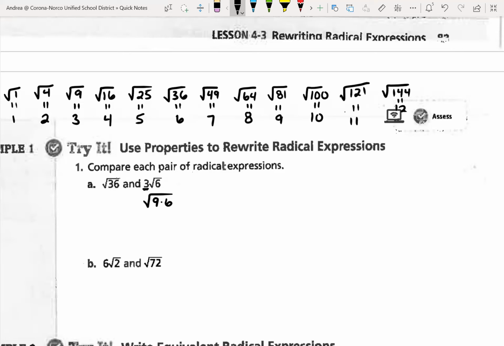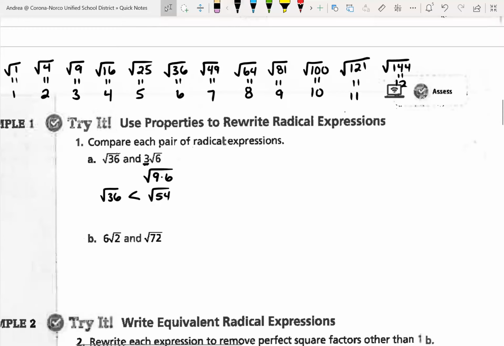What's 9 times 6? 54. So which one's bigger? 6 or square root of 54? Okay, square root of 54 is bigger. Any questions over that? Let's talk about this one.